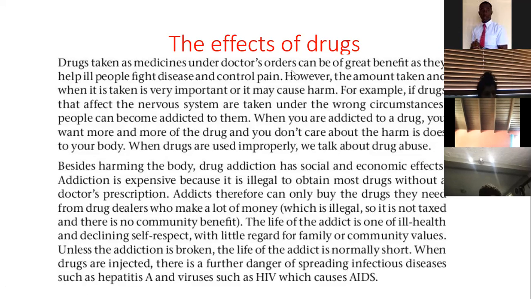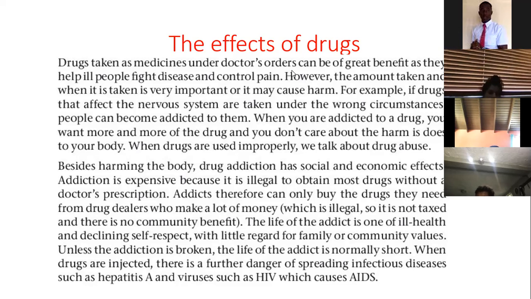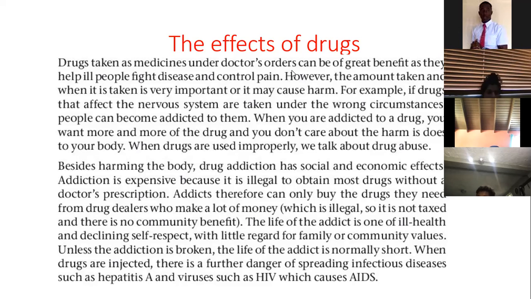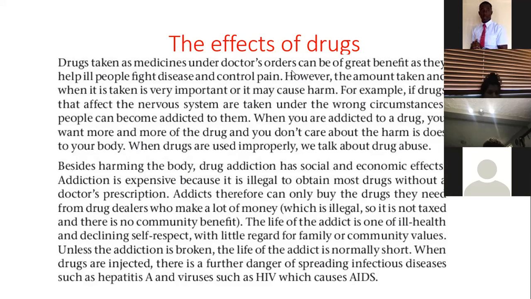Now, for example, if drugs that affect the nervous system are taken under the wrong circumstances, people can become addicted to them. When you are addicted to a drug, you want more and more of the drug, and you don't care about the harm it does to your body. When drugs are used improperly, we talk about drug abuse. So basically, when we talk about drug abuse, we're talking about using the drug, and it's not effective or it's harmful to you, but you're continuously using it.